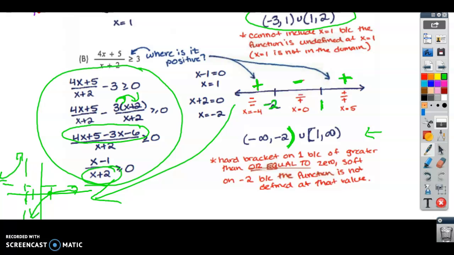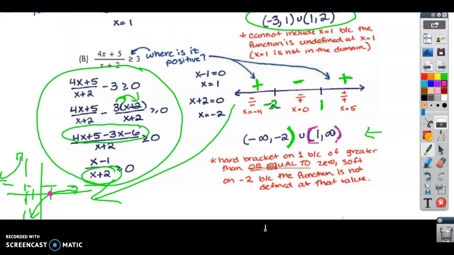1 to infinity. Where is the graph greater than or equal to 0? Well, it is actually greater than or equal to 0 at 1 because that point is not an asymptote. It's an actual point on your x-axis. And at that point, the graph is equal to 0. So we're going to include the 1. So it goes from 1 to infinity.